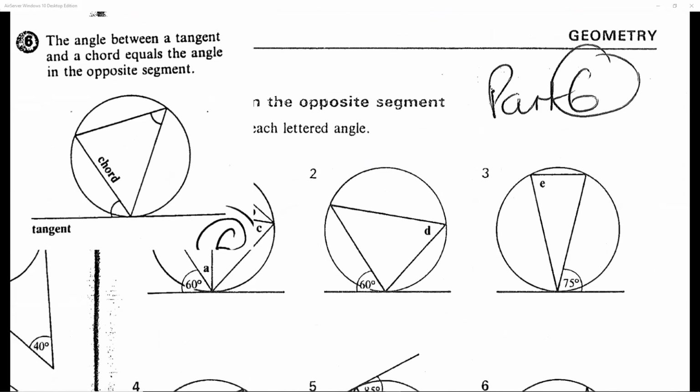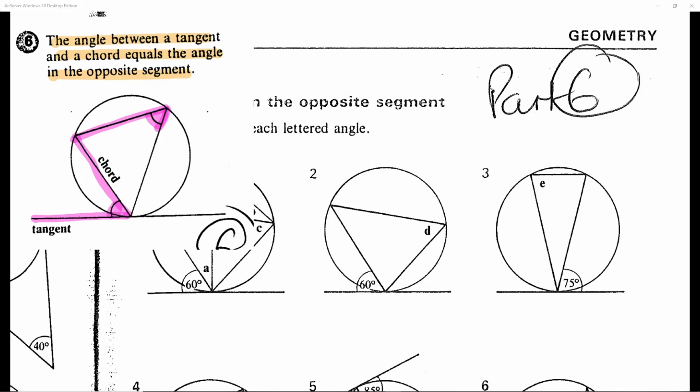Okay, rule number 6. Let's have Salih read the rule, please. The angle between a tangent and a chord equals the angle in the opposite segment. So this one is very special. Here's the tangent. It's meeting the chord. And there's the other segment. And then I call it a Z flick, because you make a Z and you flick the end of it.